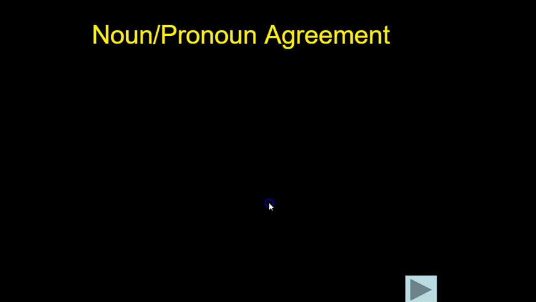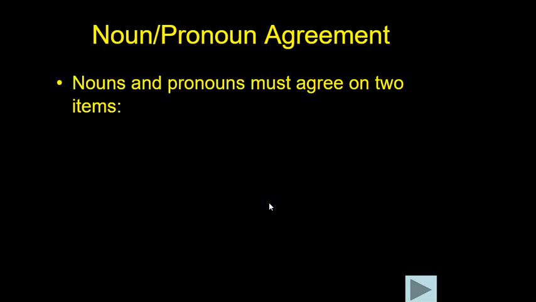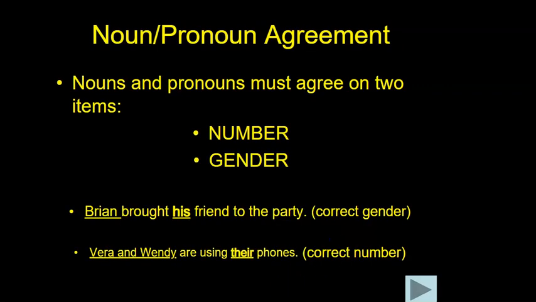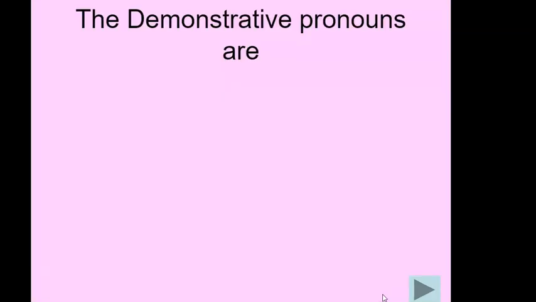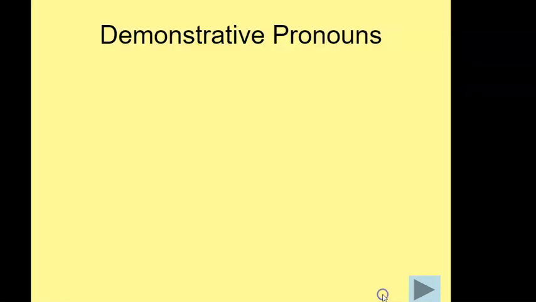Noun and pronoun agreement. Nouns and pronouns must agree on two items: number and gender. For example, Brian brought his friend to the party. That shows correct gender. The veranda windows are using their phones. That shows the correct number. Demonstrative pronouns are this, that, these, and those.